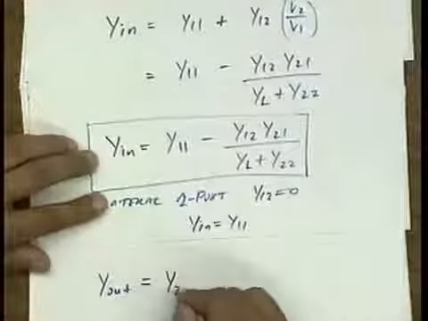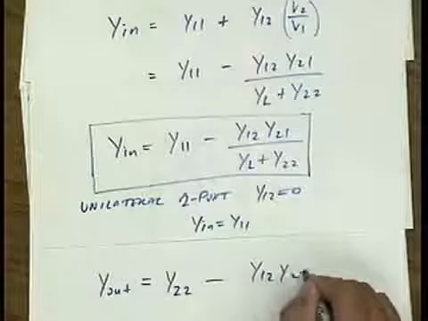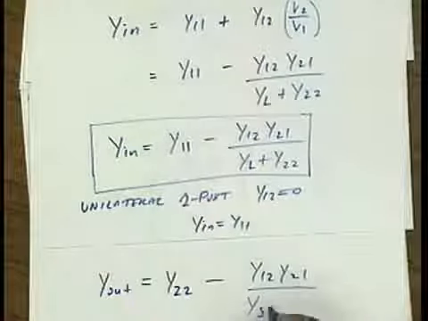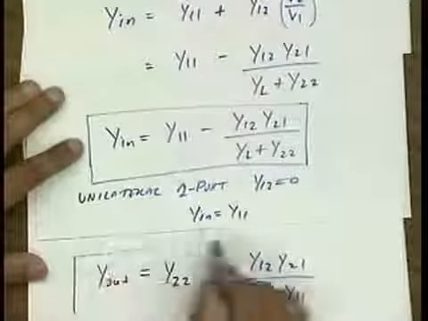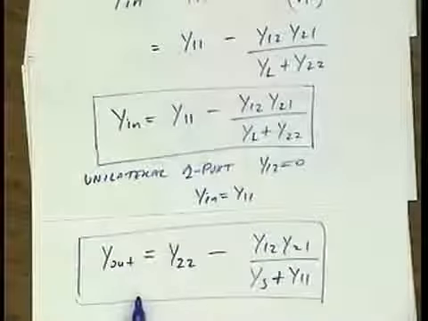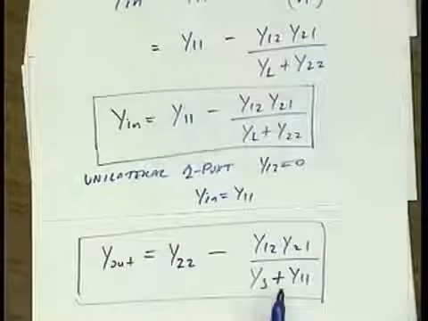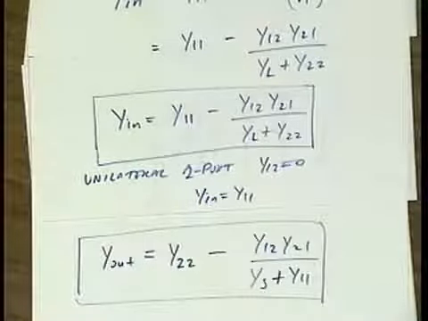The Y out for a two-port is simply, we just change 1's to 2's. And YL becomes YS, and Y22 becomes Y1. So in general, for any two-port, we can see that the output admittance depends on the source admittance, and the input admittance depends on the load admittance. Okay.